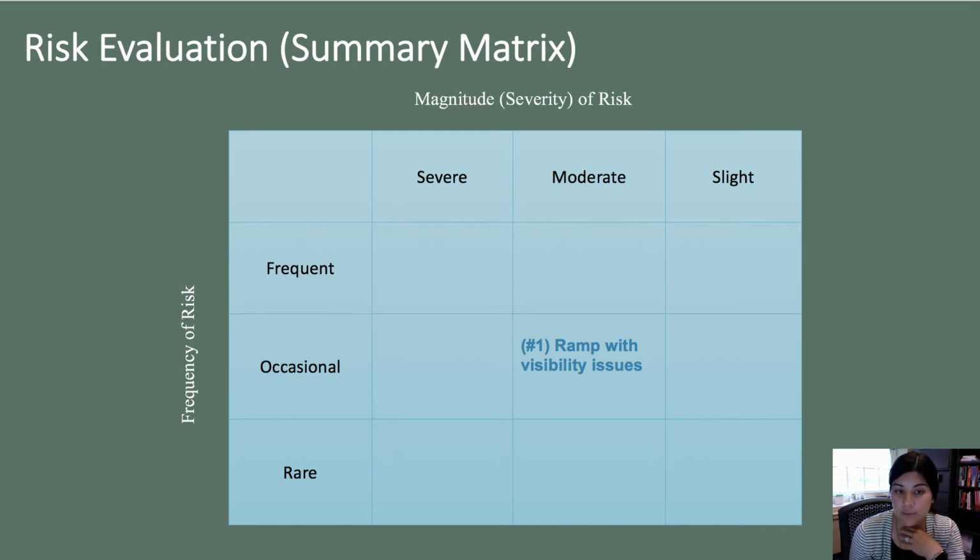And then from there, I would prioritize, right? Those risks that are most severe and occurring most frequently, I would want to start with in terms of treatment, and then I would want to work my way back down to the more slight and rare risks.